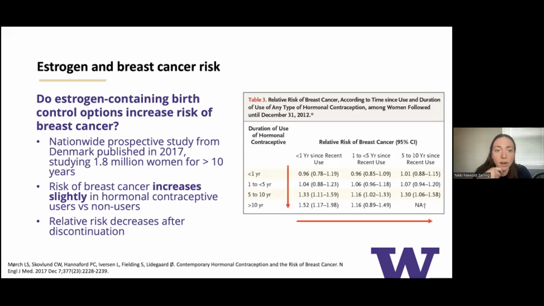So you can see here on the left-hand side of this table that risk increases with duration of use and then decreases after discontinuation. Their conclusion was that the risk of breast cancer is higher among women who currently or recently used hormonal contraceptives compared to never users, but the absolute risk was low, about a 20% relative risk. And other studies have shown that the increased relative risk is minimal or nothing after 10 years of discontinuation.